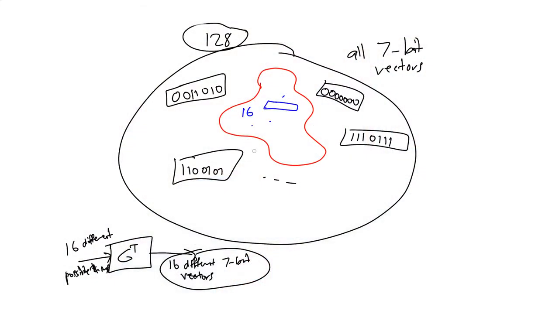And so right here, if you look at this picture, that right there is the set of code words, this yellow box, okay? The code words are not any 7-bit vector. The code words are only the 16 7-bit vectors that are possible outputs to this function. Any other 7-bit vector we know is wrong, okay?